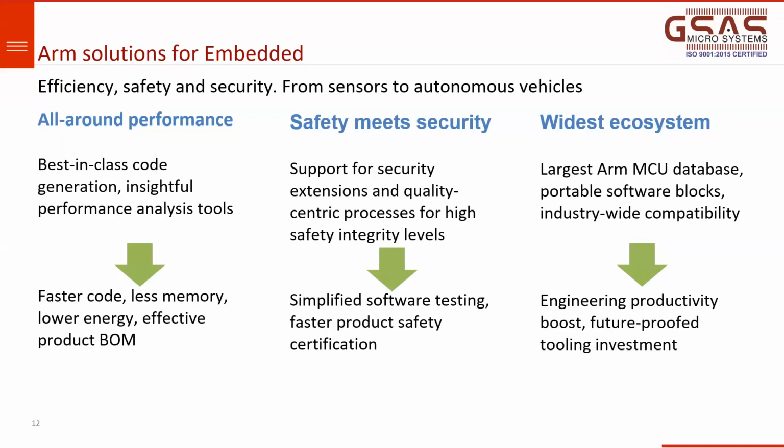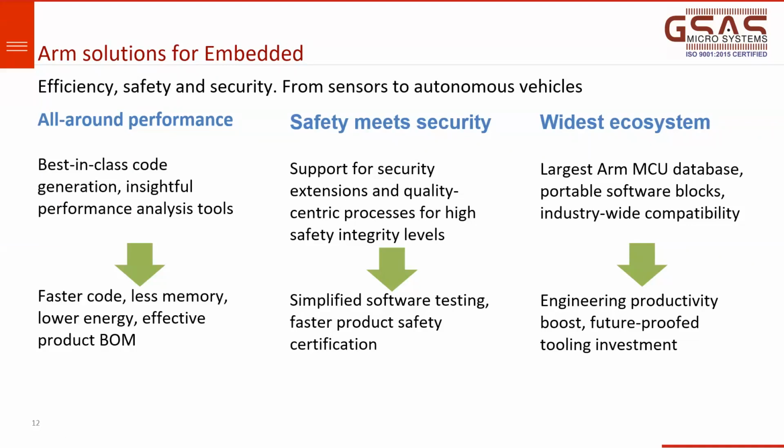So ARM compiler is a best in class compiler which helps you in generating the most optimized code, where the code executes faster and occupies less memory on your hardware. Optimized code is finally the code size which is generated by the compiler. Next, safety meets security. What does safety meets security?